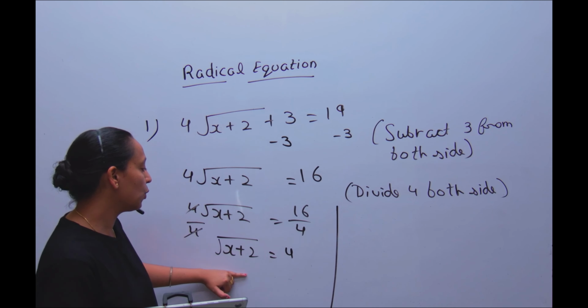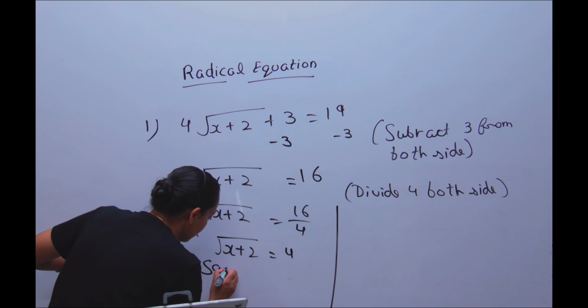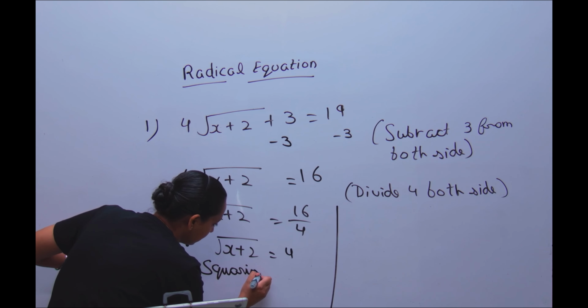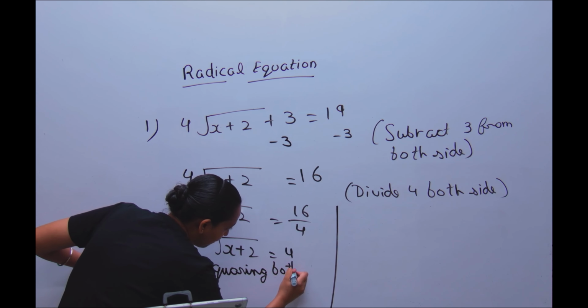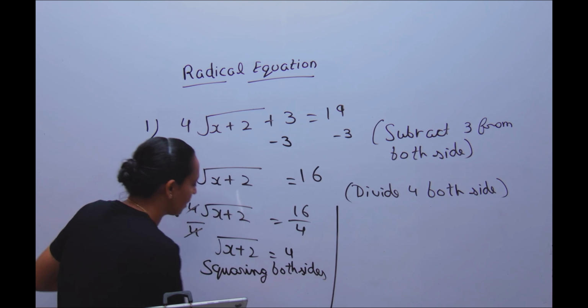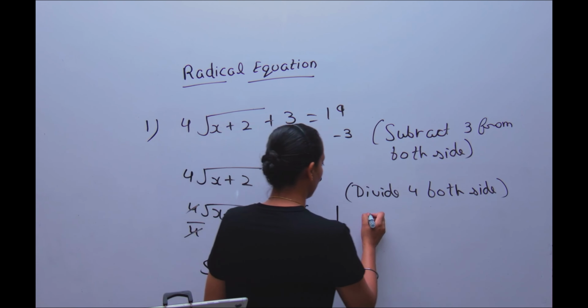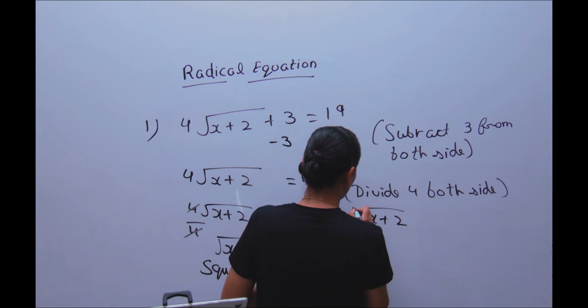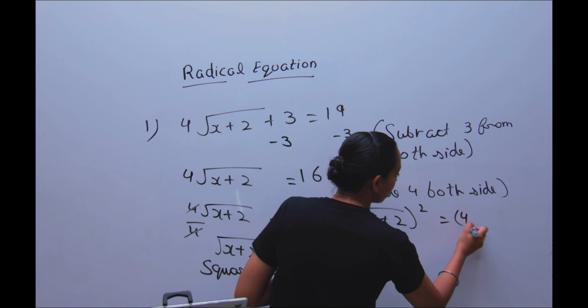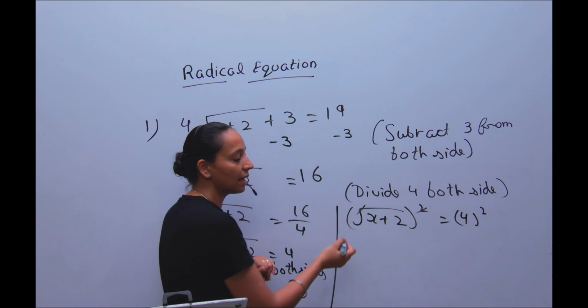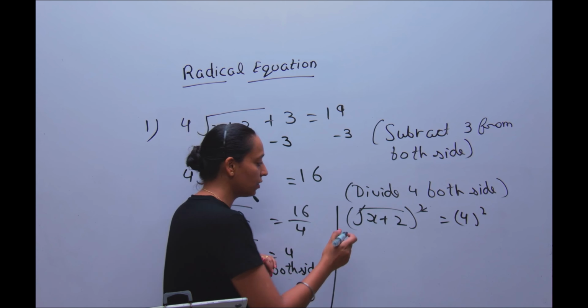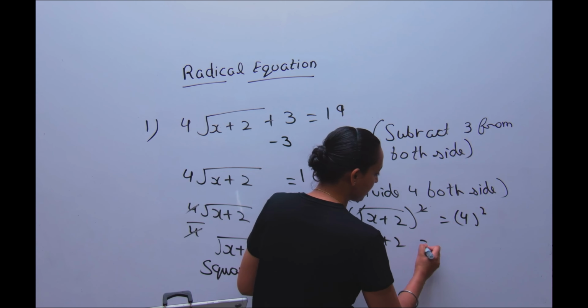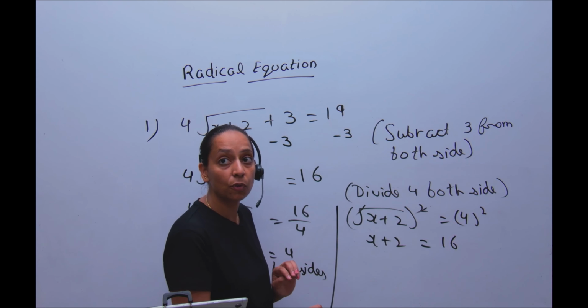Now our next step: we square both sides. Yes, we can square both sides. What will it become? We can write square root of x plus 2, squared, is equal to 4 squared. Now this square, as in the earlier question, will cancel out the root. It will become x plus 2 is equal to 16, since 4 fours are 16.